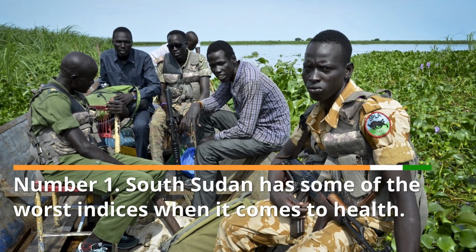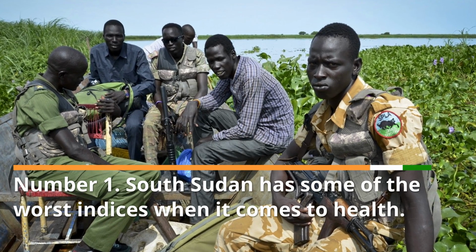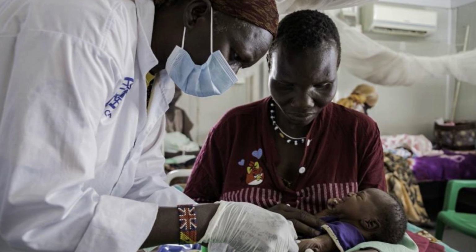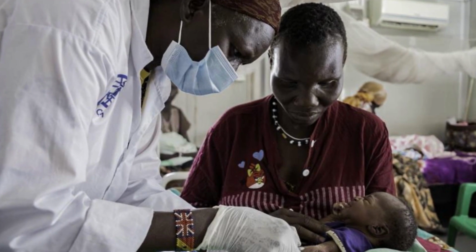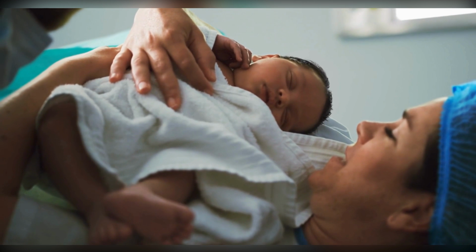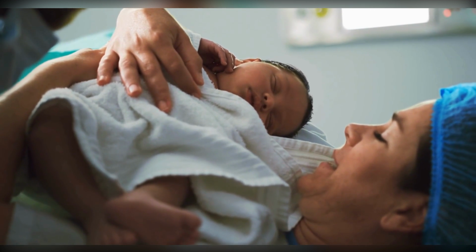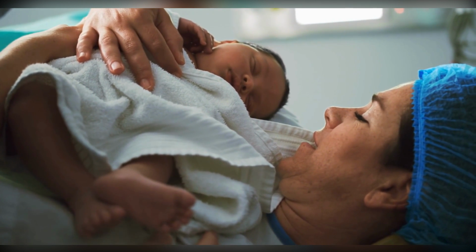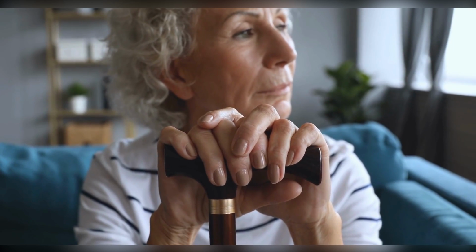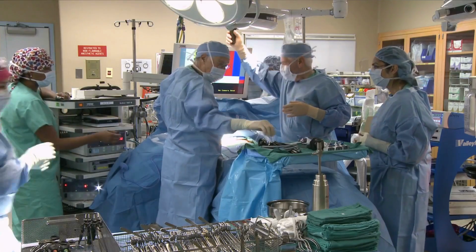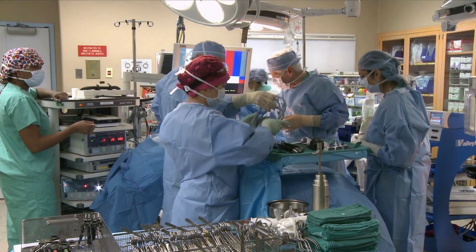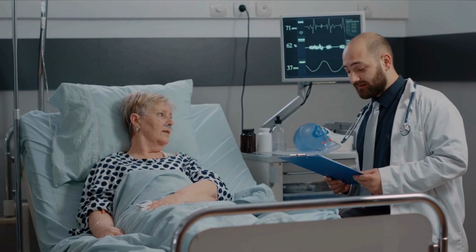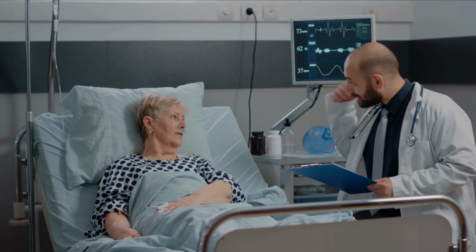Number 1. South Sudan has some of the worst indices when it comes to health. As a result of poverty and ongoing violence, South Sudan's health indices are among the poorest in the world. The country loses 153 children per 1,000 and 2,054 mothers per 100,000 due to complications during childbirth. Many blame the country's weak healthcare system for the low rates. According to the current medical data, the country has only 3 surgeons and 3 operating hospitals. In rural communities with limited access to medical care, a doctor per 500,000 inhabitants is standard.